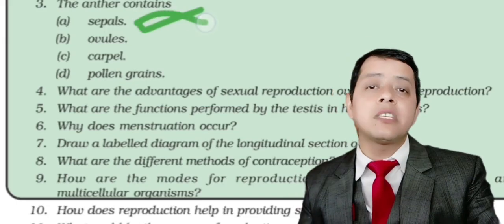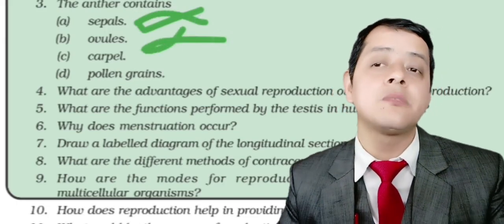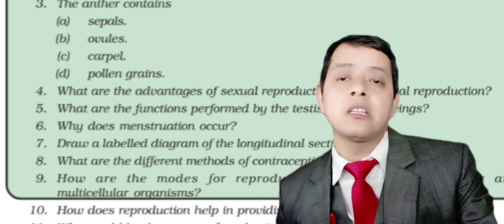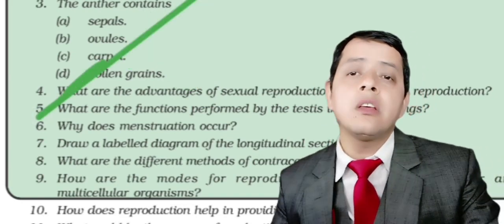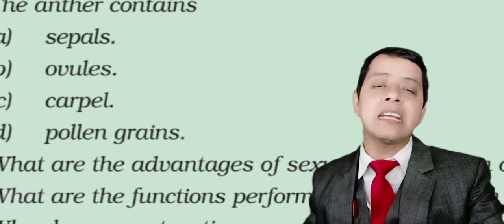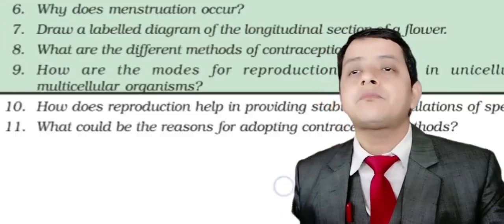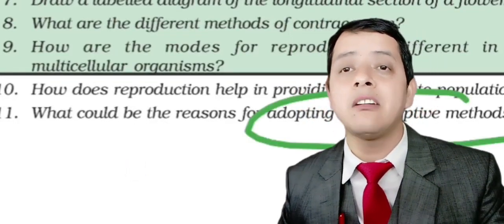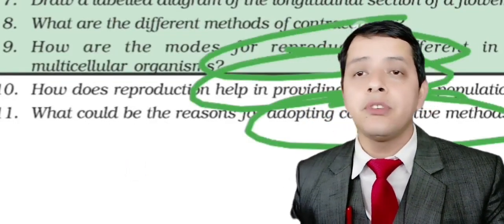What are the advantages of sexual reproduction? Yes, of course, variation is possible, whereas in asexual reproduction, less variation is possible. What are the functions performed by the testes? Helping in the development of primary and secondary sexual characters. What are the different methods? Adopting contraceptives, you have to know about contraceptives and all these things. If you don't know, please tell me.